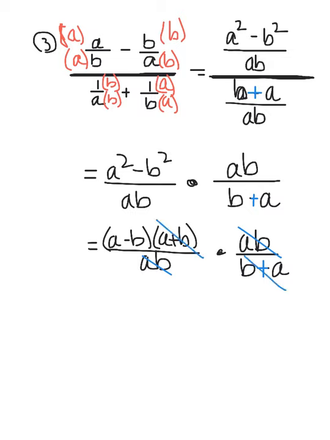Okay, so now we're just going to multiply across, right? Because when we multiply fractions, we multiply across. And so the final answer is going to be a minus b. Technically over 1, but you don't need to write that.